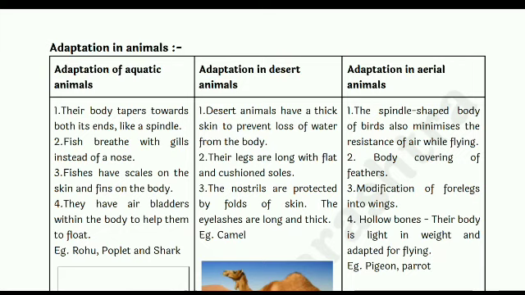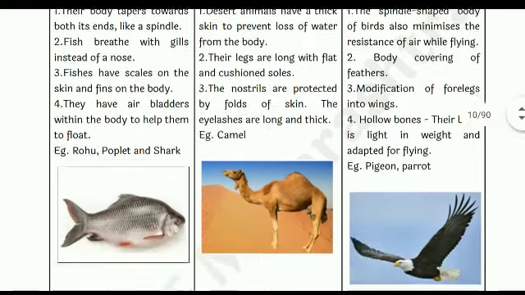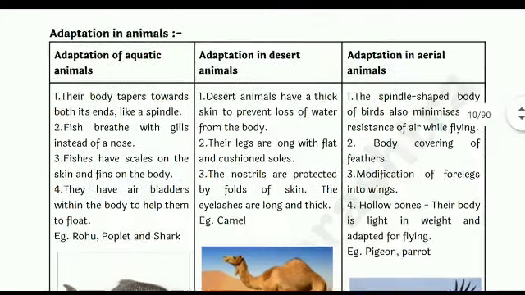Next, adaptation in desert animals. Desert animals have a thick skin to prevent loss of water from the body. Their legs are long with flat and cushioned soles. The nostrils are protected by a fold of skin. The eyelashes are long and thick. Camel, snake, centipede and lizard are main examples of adaptation in desert animals.